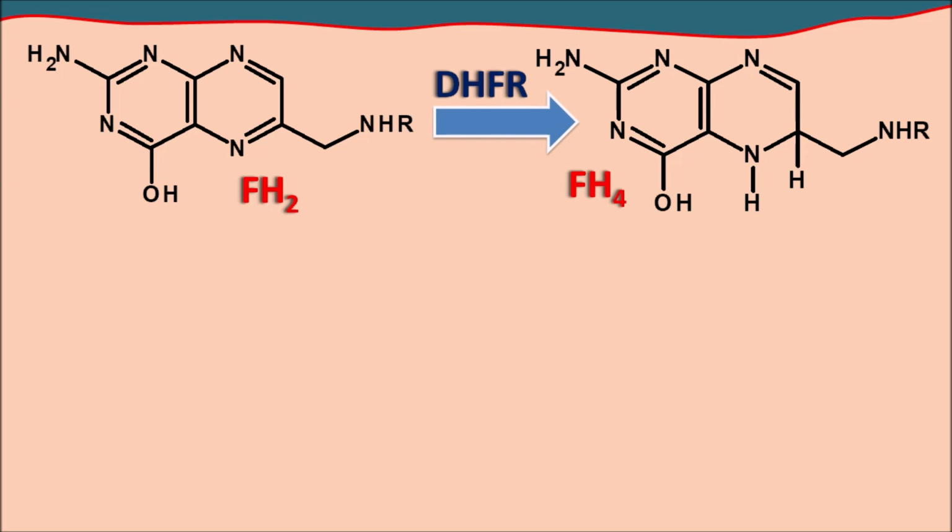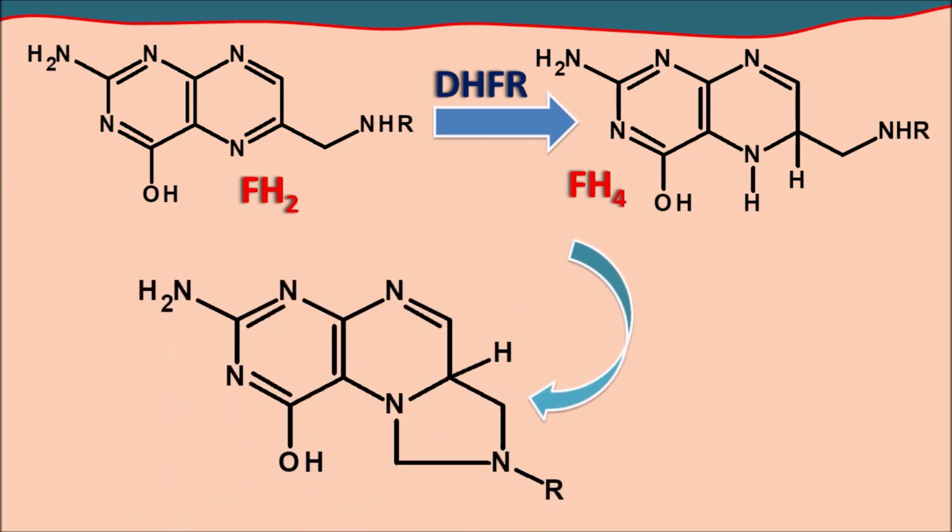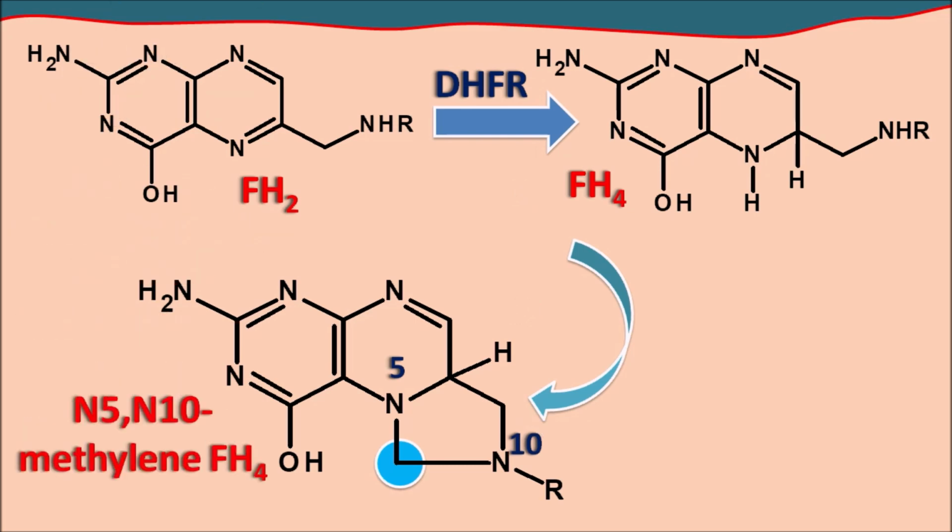And after this FH4 is going to be converted into another structure. Now this structure has an extra CH2 group, that is a methylene group, and this methylene group is going to connect the two nitrogens. This is the 5th nitrogen and this is the 10th nitrogen. So this structure is called N5,N10-methylene tetrahydrofolate. So here the methylene group is going to connect the 5th nitrogen as well as the 10th nitrogen. This N5,N10-methylene tetrahydrofolate is also called leucovorin, which is required as a cofactor for the enzyme thymidylate synthase.